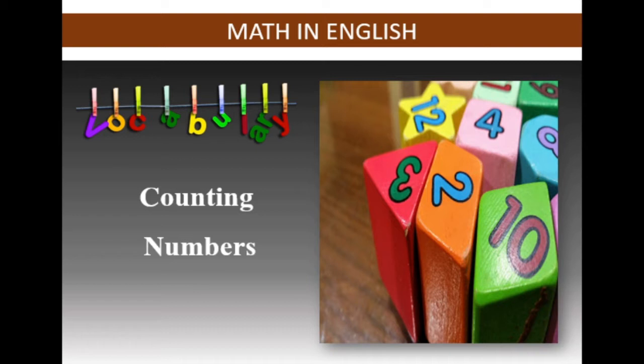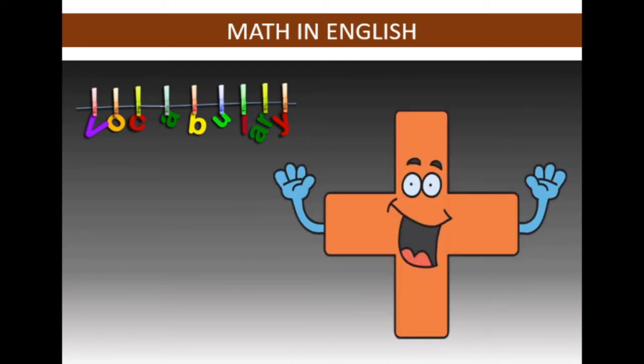Repeat after me. Counting numbers. It's C-O-U-N-T-I-N-G. Numbers. N-U-M-B-E-R-S. Counting numbers. Alright, counting numbers are numbers beginning with 1. Okay, next, let's have this sign.